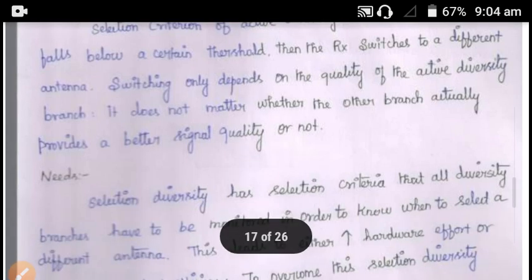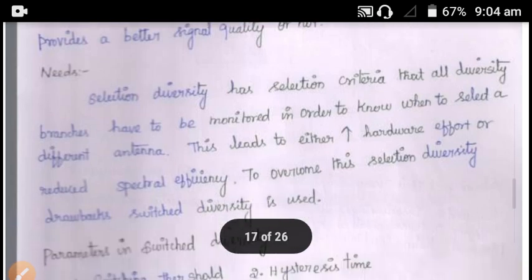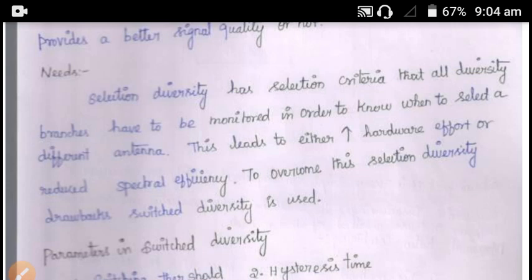So what is the need for this? In selection diversity, they have to go through all the branches. The selection diversity has a selection criterion that all the diversity branches have to be monitored in order to know when to select a different antenna. We have to go through all the paths, and only then select the best one. That is one of the disadvantages: we have to increase the hardware effort and it will reduce the spectral efficiency.